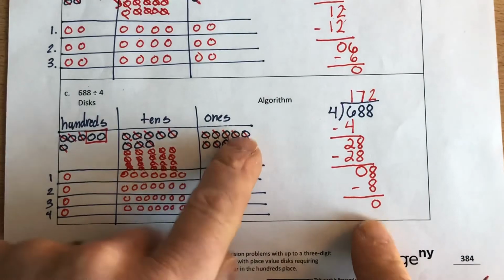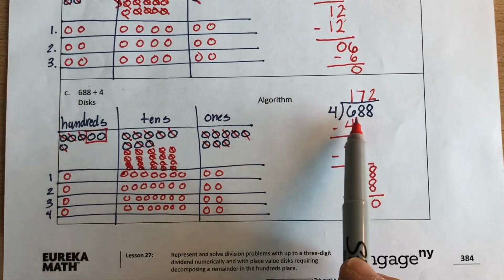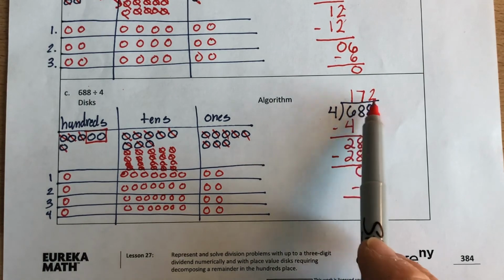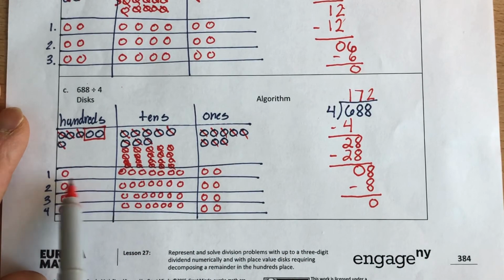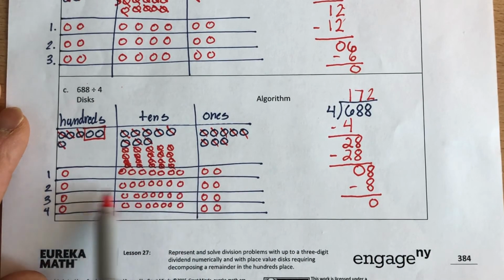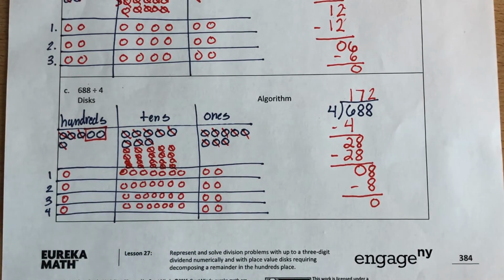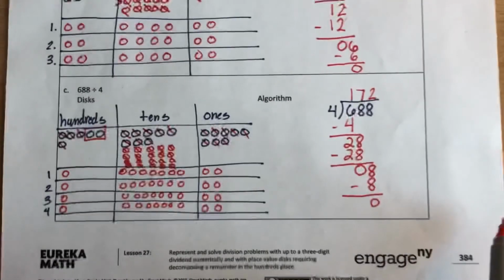No remainders. My answer here is if I take 688 and divide it into 4 groups, I'm going to end up with 172 in each group. See? 172, 172, 172, 172. Just like that. And that concludes problem set 27.